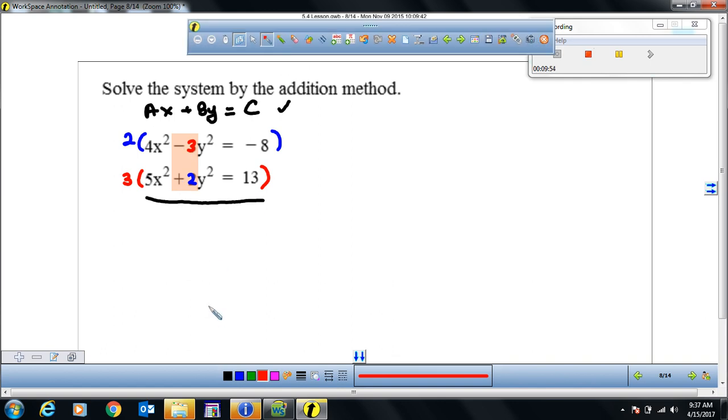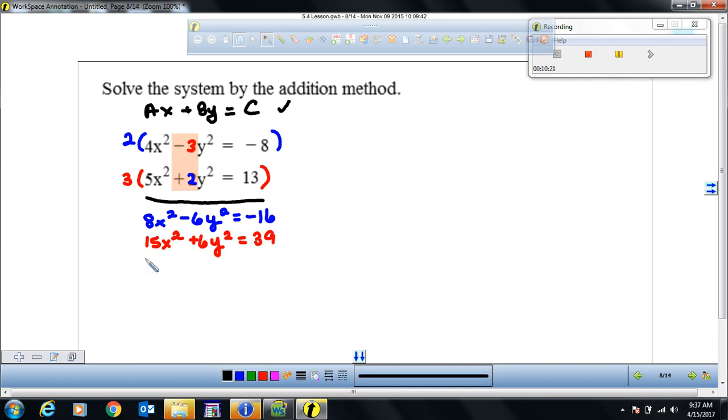Okay. So if I multiply 2 on the top equation, we're going to get 8x squared, 2 times negative 3y squared is negative 6y squared, equals 2 times negative 8, which is negative 16. Second equation, 3 times 5x squared is 15x squared. 3 times 2y squared is plus 6y squared, equals 3 times 13, which is 39. Then we're going to add them. 8 plus 15 is 23x squared. The y squares cancel, equals negative 16 plus 39, which is 23.